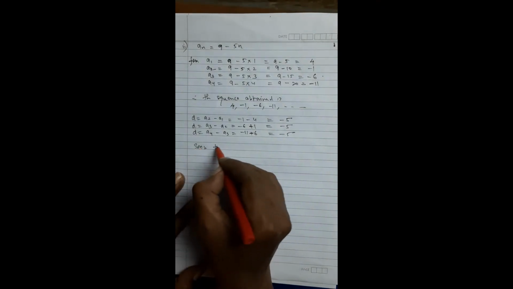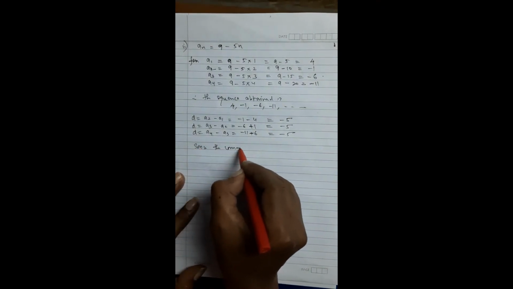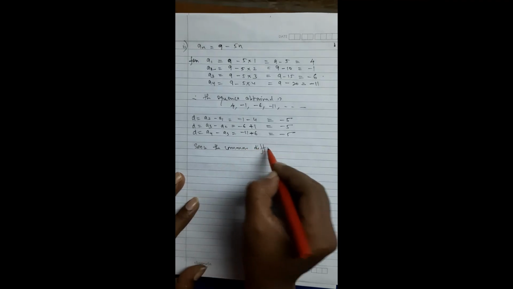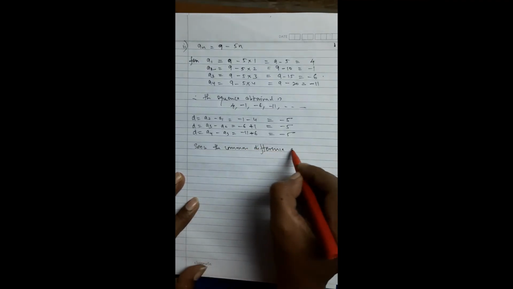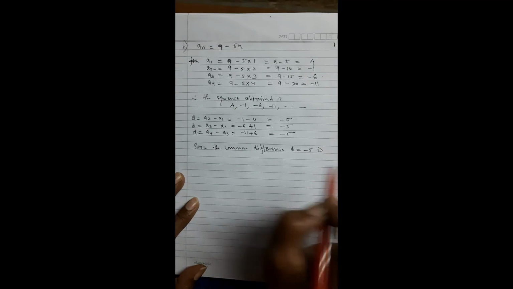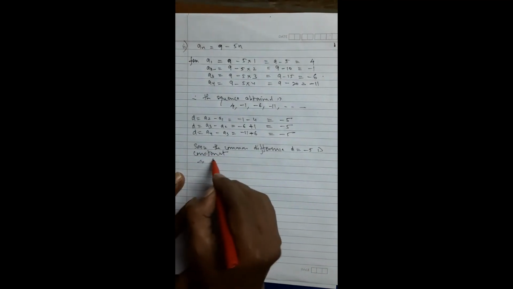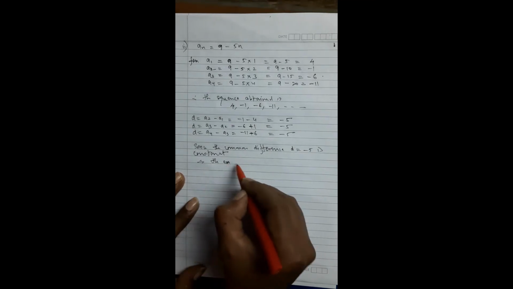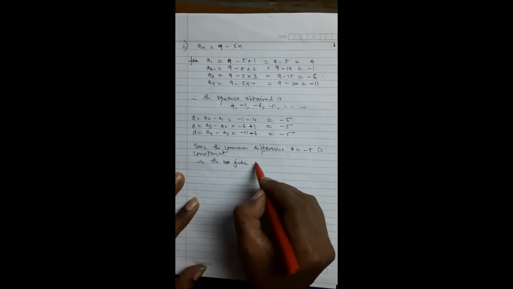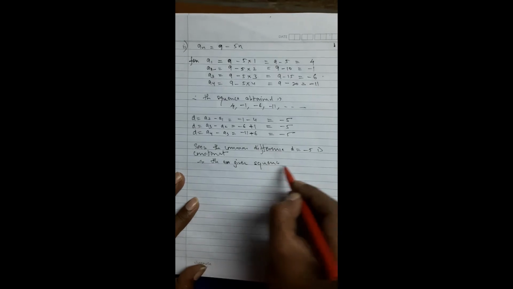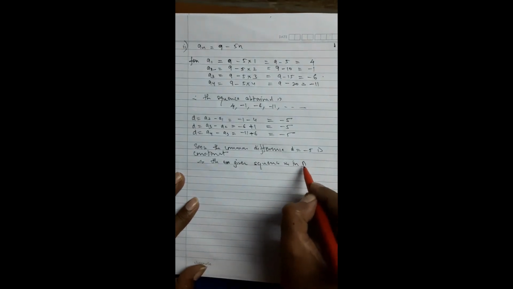Since the common difference D is equal to minus 5, which is constant, therefore the given sequence is in arithmetic progression. Simple. Okay.